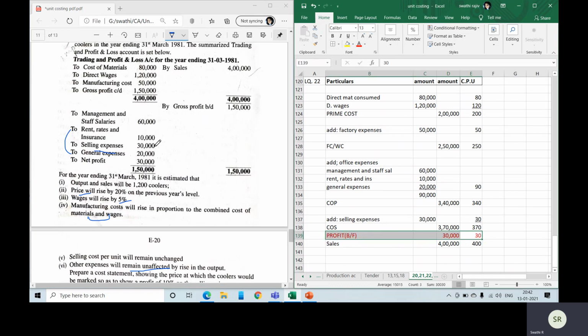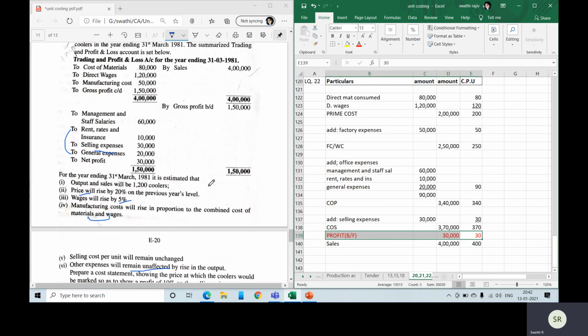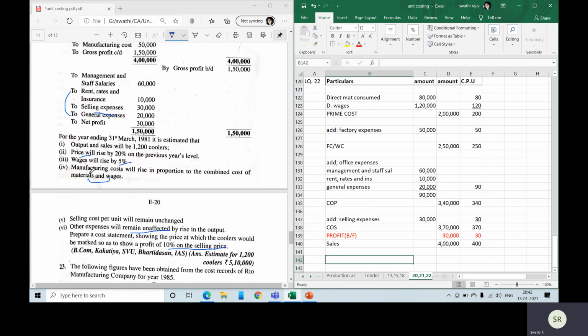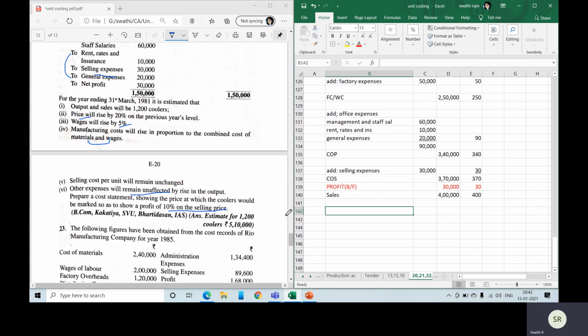Right? With the help of trading and P&L, this is the cost sheet that we actually made. We have made this much of profit. If you compare it with your net profit, also the same. Right? Now wages will rise now for the next year, for the year ending. It should be 92, let's say. Year ending next year. What are the estimates that we have to do?